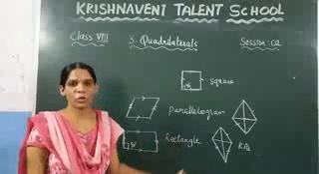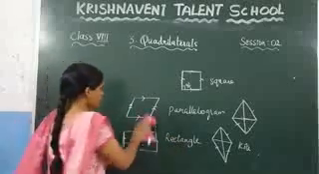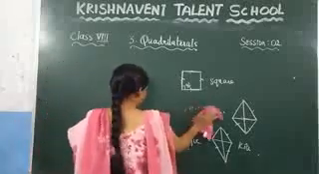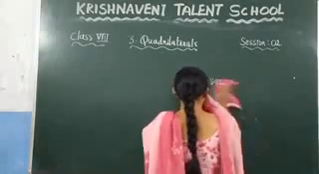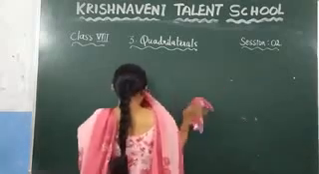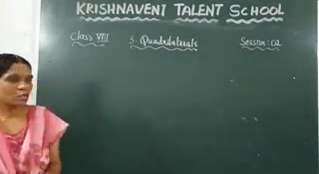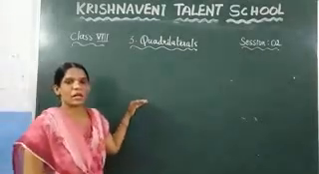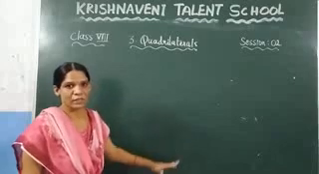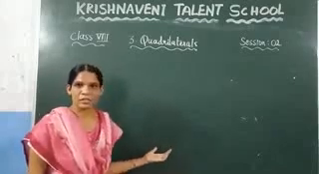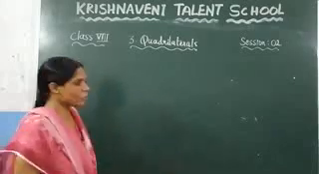Now let us see a few more properties of the quadrilaterals. Just what we have discussed now, we have discussed the shapes of the quadrilateral, how they look like, and how from one quadrilateral we got the other quadrilateral. We were not seeing the properties. Now see about the properties.